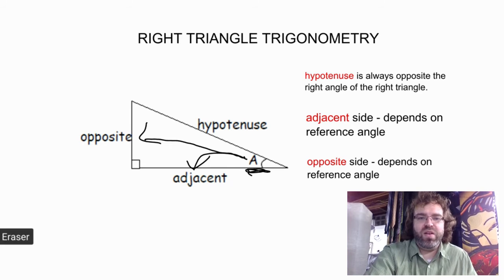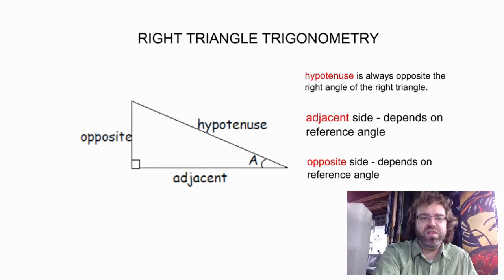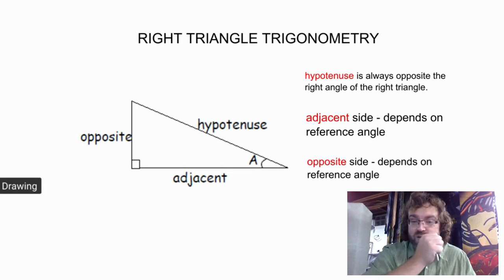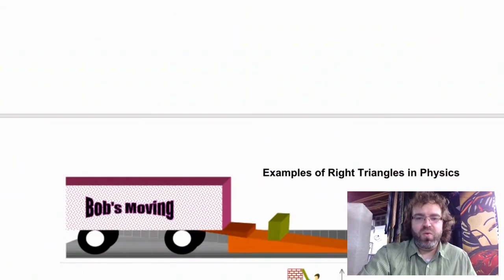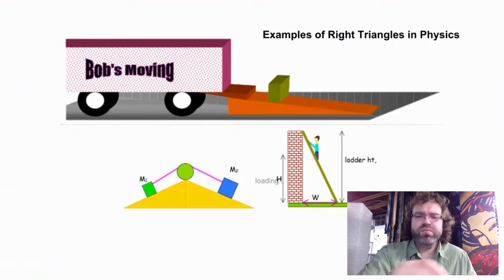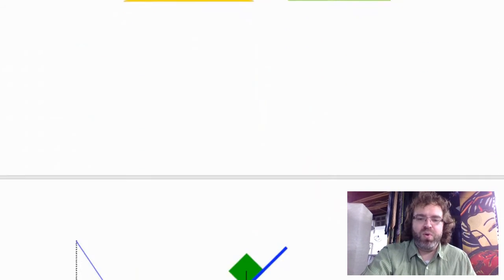So again, if your reference angle was the other angle, then those would be different. Again, you have to denote a reference angle to say what is opposite and what is adjacent. Now, right triangles in physics: ramps are right triangles, ladders propped up against a wall are right triangles. So we're going to have to solve for different lengths they're moving or the height of the ramp, so right triangles are going to become important.